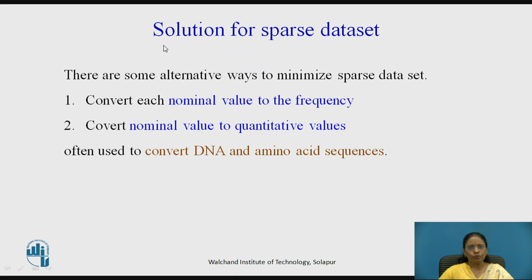So what is the solution for it? The solution is, there are alternative ways wherein we can minimize this sparse data set. For that, either we can convert each nominal value to a frequency, or we can convert the nominal value to quantitative values. These methods are used especially for DNA sequences and amino acid sequences, most often used for these.